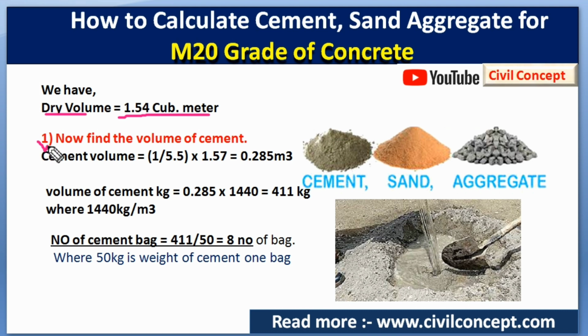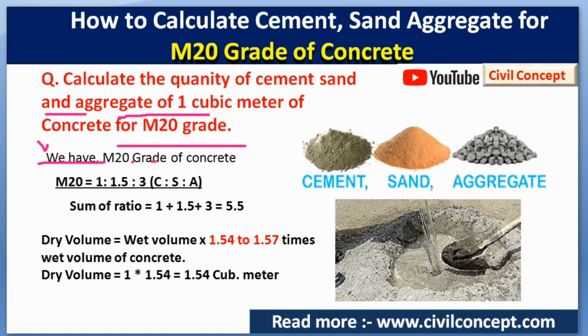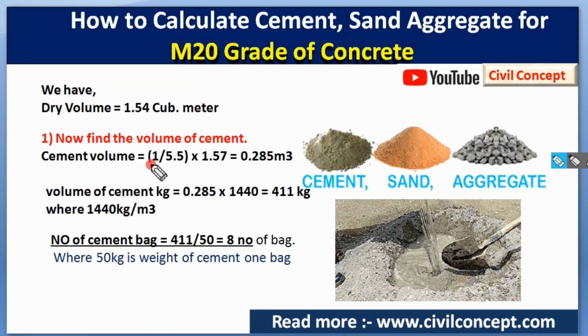Now in step number 1, we have to find the volume of cement. Cement volume is given by the part of cement. You can see in the previous part that the part of cement is 1, part of sand is 1.5 and part of aggregate is 3. So we put the part of cement divided by the sum, which we have already calculated as 5.5, multiplied by the total dry volume of concrete. After calculation we will get 0.285 meter cube, and this is the volume of cement.